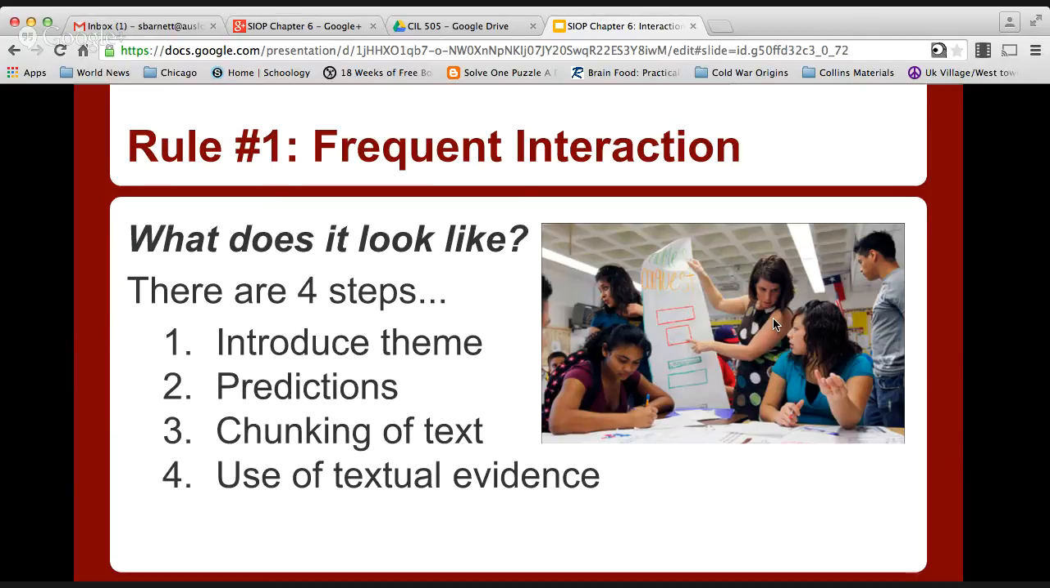Number 4, use of textual evidence. This goes hand in hand with number 3, but basically this is the idea that students shouldn't just be answering yes or no to teacher questions. They should be responding thoughtfully, and in their responses use whatever text you are working with.